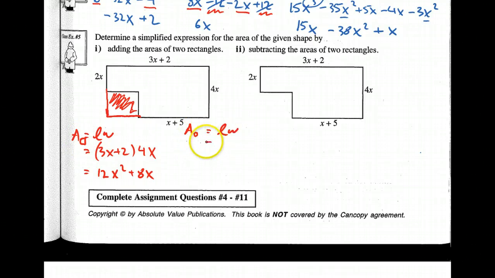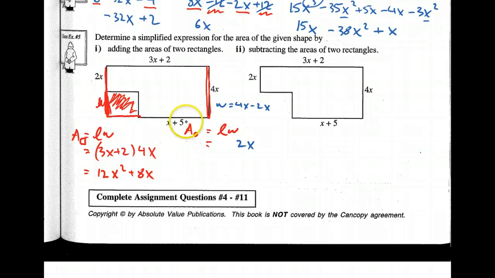Again, length times width. So what is the width here, of the small rectangle? Well, if this little piece here is 2x and the whole thing is 4x, well then this little guy here, call him width, I'll put it off to the side here, width equals 4x minus 2x. So the width is gonna be just 2x. Okay, so that would be 2x there for the width.